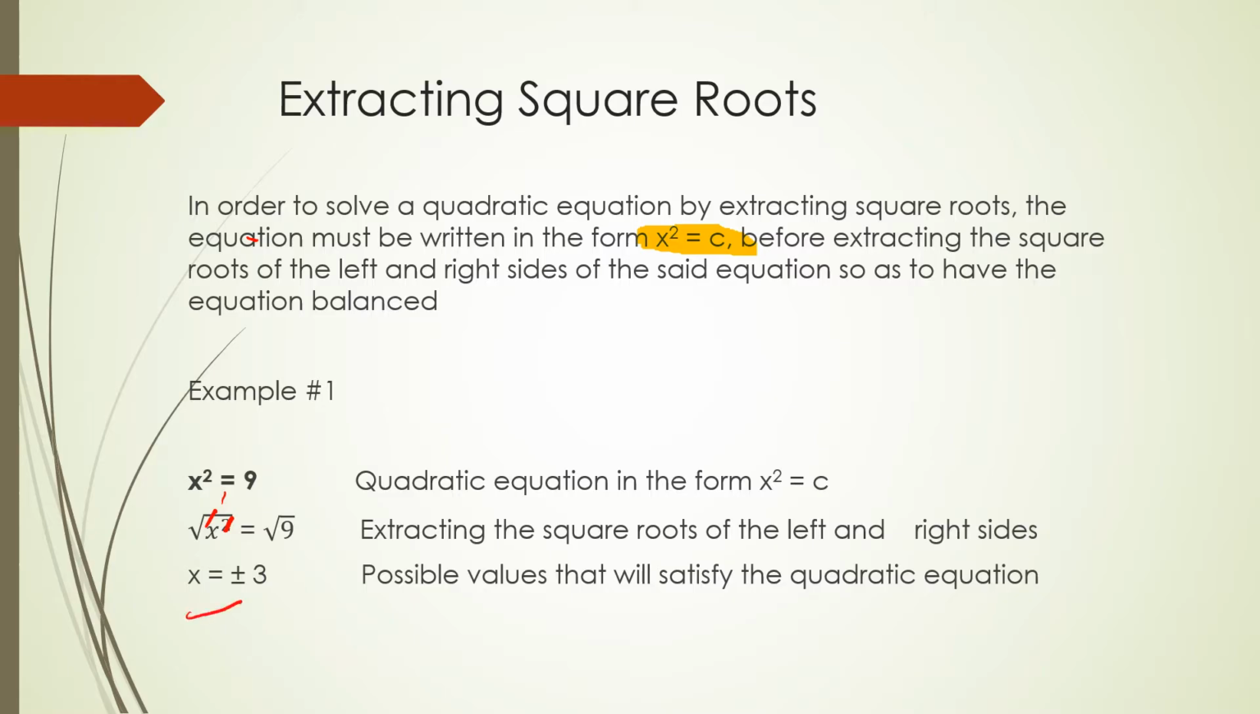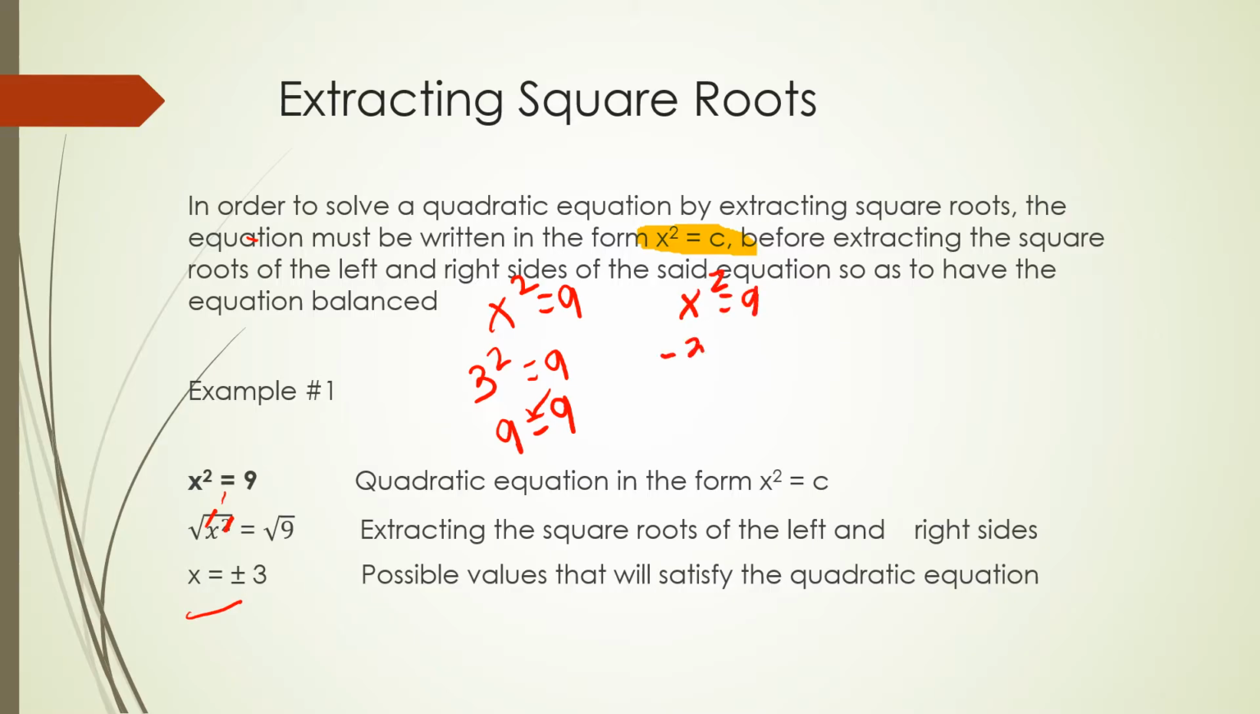So, you have the value of x which is positive 3 and negative 3. If you're going to check, you just simply substitute each value. From x squared is equal to 9 from the original equation, we just substitute. So, you have 3 squared is equal to 9. What is 3 squared? That is 9 is equal to 9. So, they are the same.